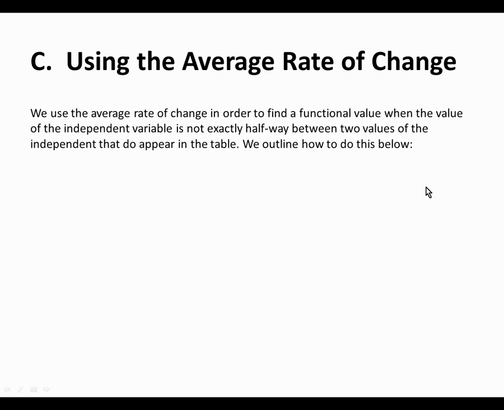This is basically interpolation. Whenever you're trying to find a functional value that is between two values that are in the table, you're doing interpolation. If you're trying to find a value that goes either above or below the table, you're doing extrapolation. So this is interpolation.